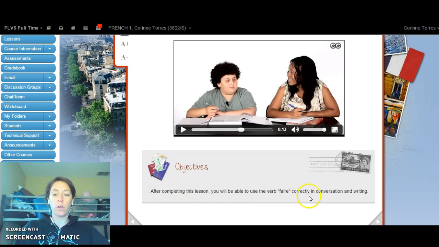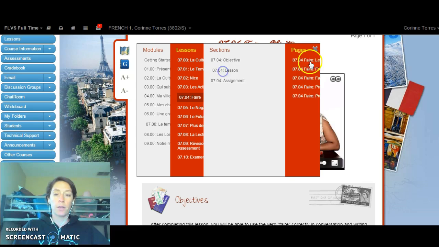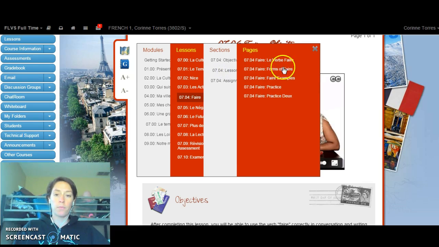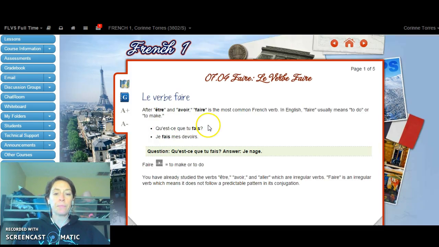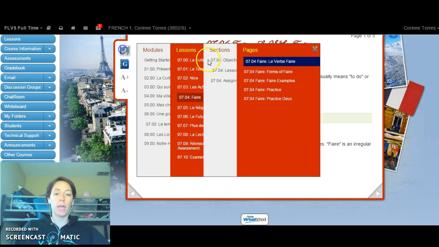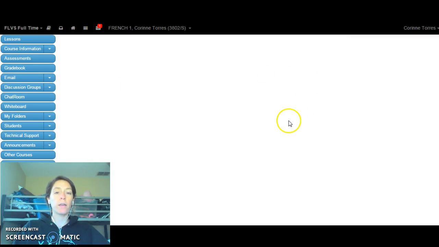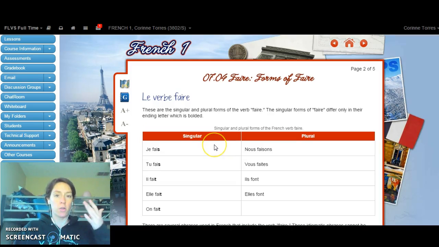In lesson 704, you're going to learn how to use the verb faire correctly. I'm going to go ahead and skip into the verb faire and talk to you a little bit about it. So, like they said here, it means to do or to make. And as you go through the verb faire, you're going to see how it's conjugated. Remember, conjugating a verb means how it changes for each person. When we're addressing the weather, we use the il fait form.